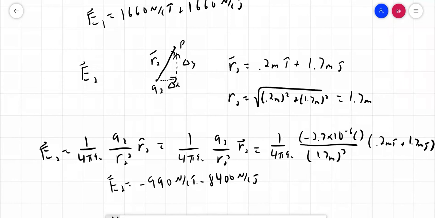Now, we didn't do this for the first electric field, but we should have. We should see if this makes sense. So remember, the electric field points in the direction of the force on a positive charge. So if we put a positive charge at the point P, it would be attracted to the point Q, which means the force would go in this direction, which is in the negative X and the negative Y. Well, our electric field has a negative X component and a negative Y, so that's all good.